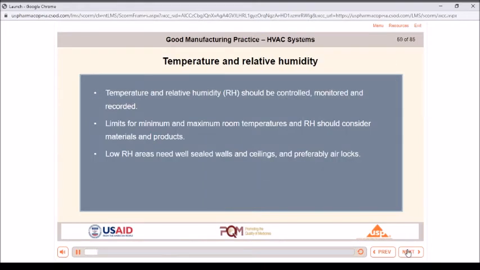Temperature and relative humidity. Temperature and relative humidity, RH, should be controlled, monitored, and recorded. Limits for minimum and maximum room temperatures and RH should consider materials and products. Low RH areas need well-sealed walls and ceilings and preferably airlocks.